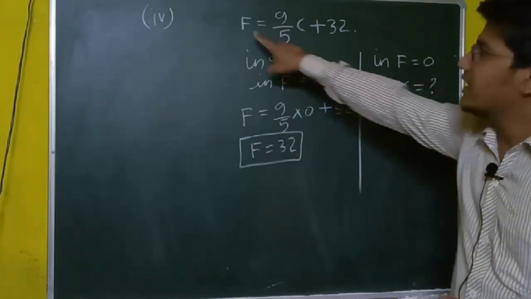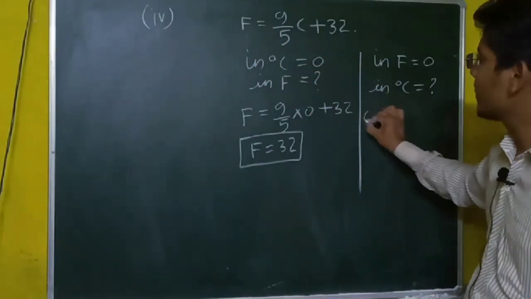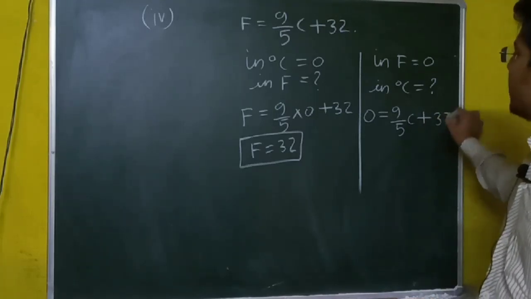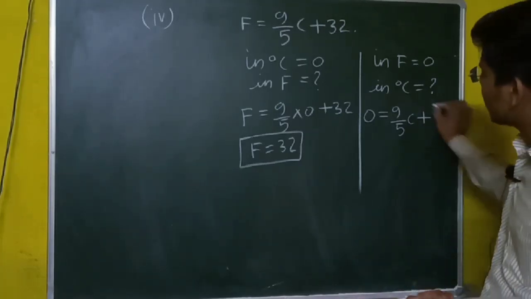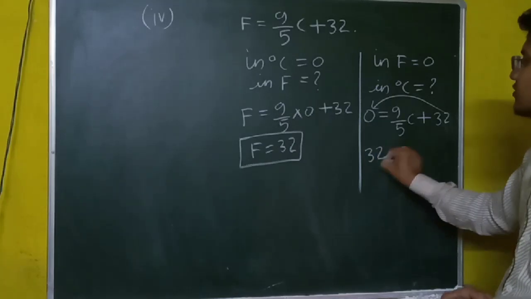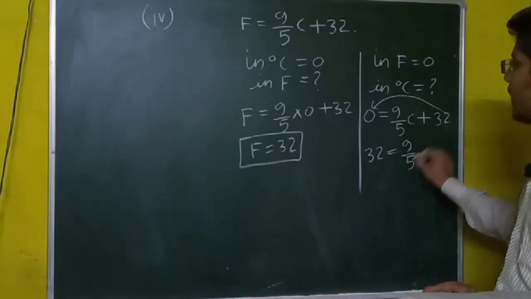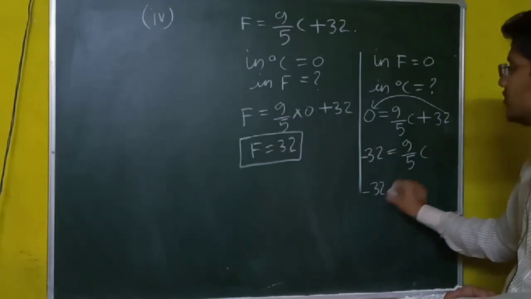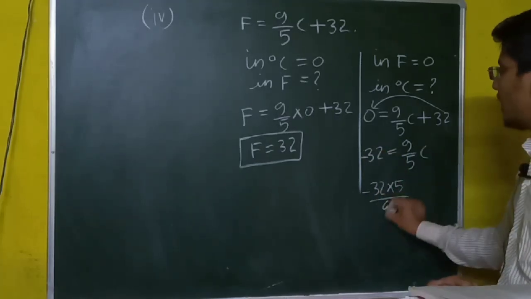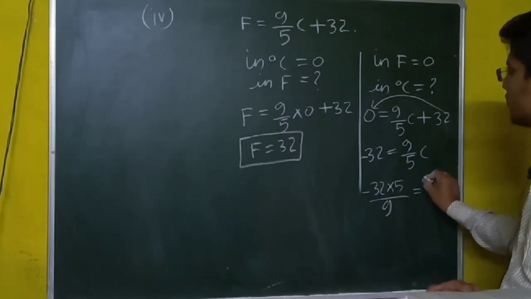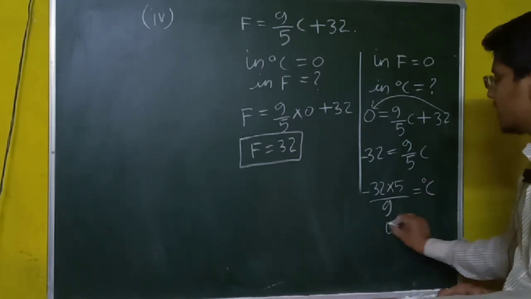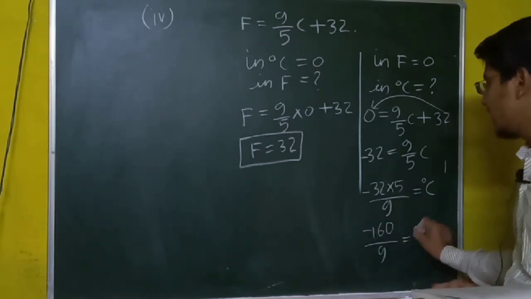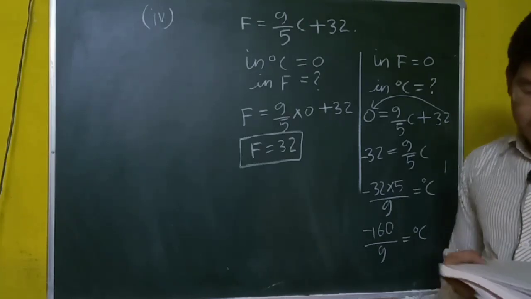So here we will write in place of F: 9 upon 5 C plus 32. Now 32 we will transpose this side. So 32 equals 9 upon 5 C minus 32 it will become. So minus 32 into 5 upon 9 is equal to degree Celsius. 5 2s are 10, 0, 1, 5 3s are 15, 116 minus 160 upon 9. It will be the temperature in degree Celsius.